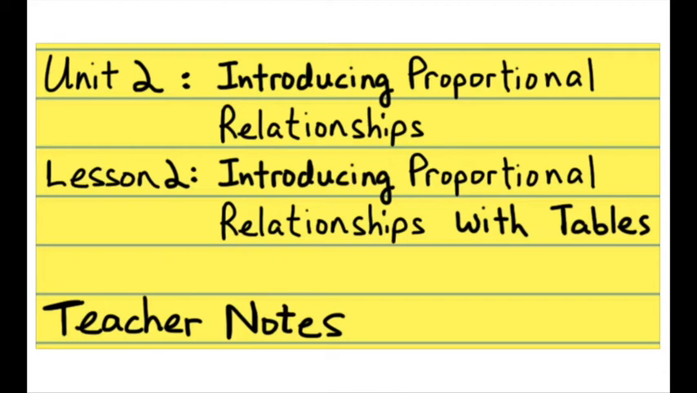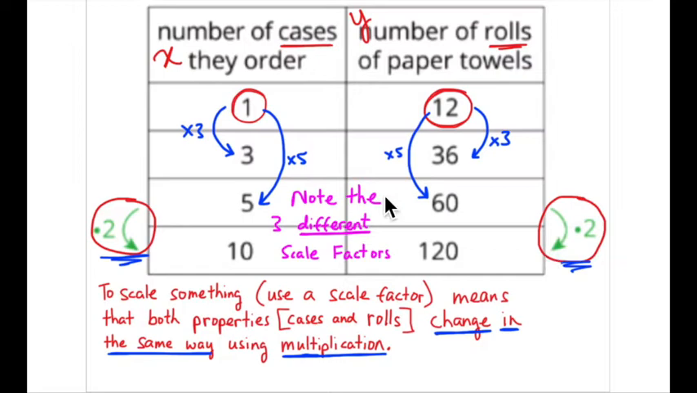These are notes for Lesson 2, Introducing Proportional Relationships with Tables. And that's the key here, is the use of tables. So in this first problem, what the authors want students to see is that there are a couple different ways to go from one column to the other column, or to go from one row to another row. And in one case, you can use what's called the scale factor. And this is what they worked towards for Unit 1, is understanding scale factor.